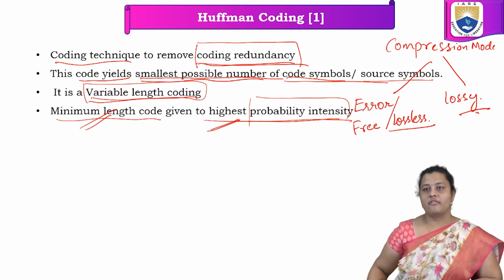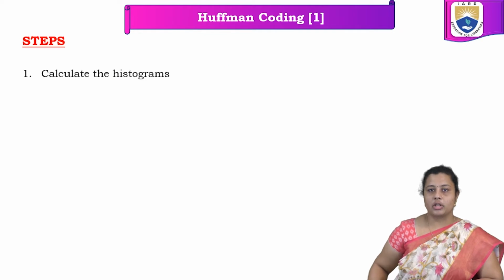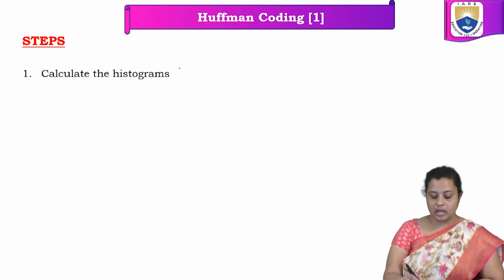So how is this Huffman coding done? We will talk about it while taking an example. Before going to an example, let me first talk about the steps to calculate the Huffman coding. The first step is to calculate the histogram.